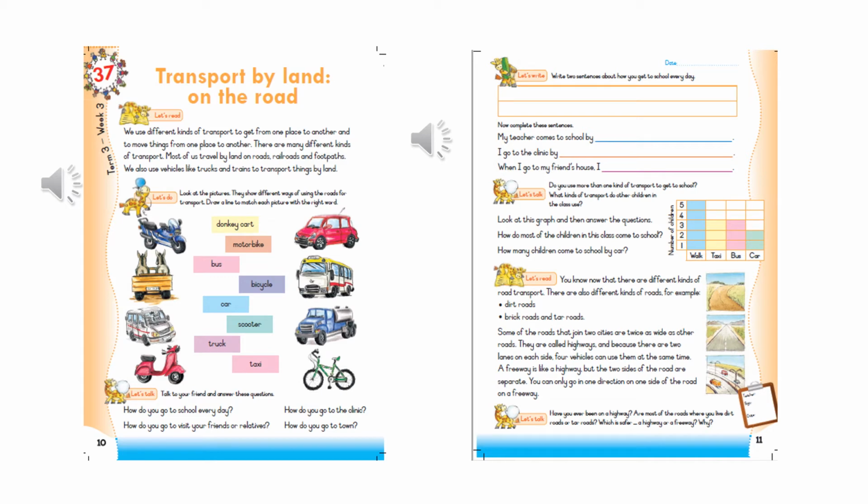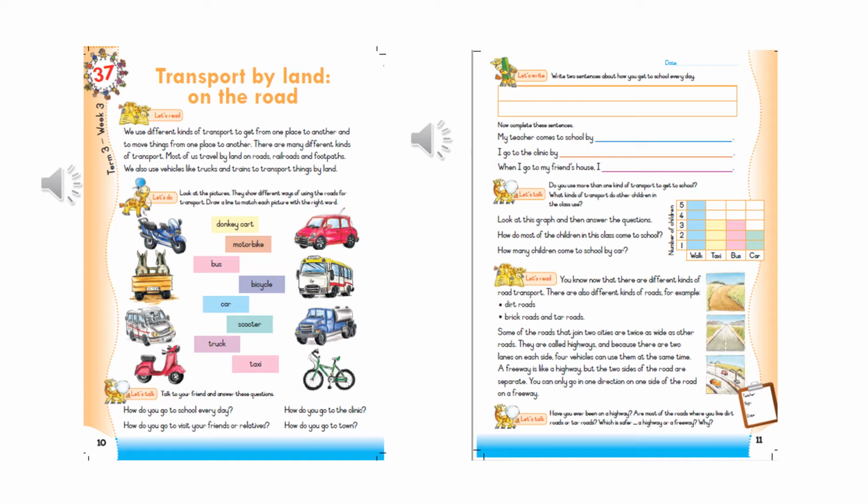But some of our freeways, which we call them, or highways, they have more than 2. Some of them even have up to 4 cars on each side of the road. A freeway is like a highway, but the 2 sides of the road are separate. You can only go in one direction on one side of the road on a freeway.